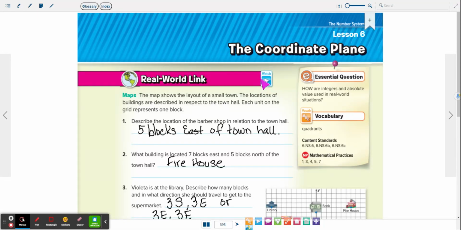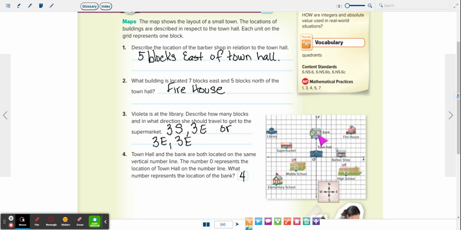Good morning. Today is Tuesday, February 15th, and we are doing the second part of Lesson 6. If you remember the coordinate plane that we did yesterday, we had the four quadrants, quadrant 1, 2, 3, and 4. We have the x-axis and the y-axis.